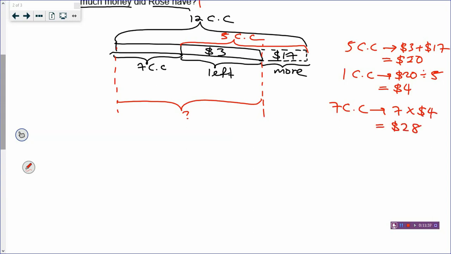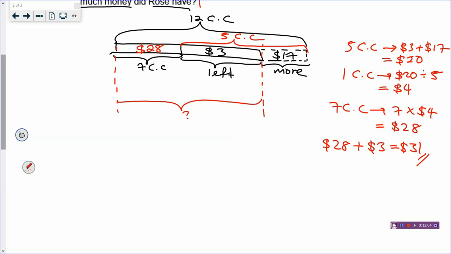Whatever numbers you have found, you put into your model, right? And now it becomes very clear. So you take $28 and you add $3, that will give you the question mark. And your answer will be $31. So how much money does she have? $31, right? So you can see that if you can draw a good model, the solving actually comes faster.